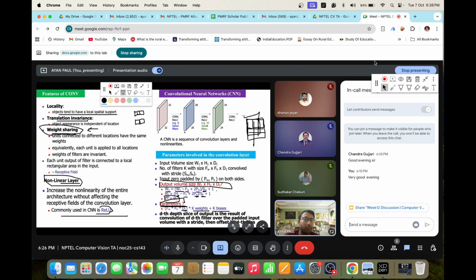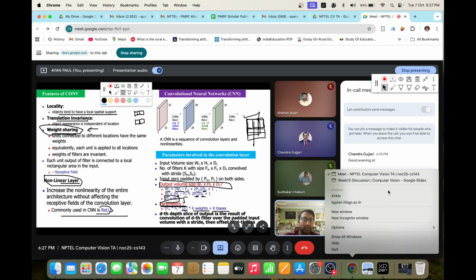Clear, right? W2 equals W1 minus Fw plus 2Pw, divided by Sw, plus 1. Similarly, you can calculate for H2, and then you can see the depth. Depth is nothing but the depth of your input image only. But if you are using many activation layers, it will be n, that is the number of filters, into this dimension. So that is the whole thing regarding the convolution neural network output.